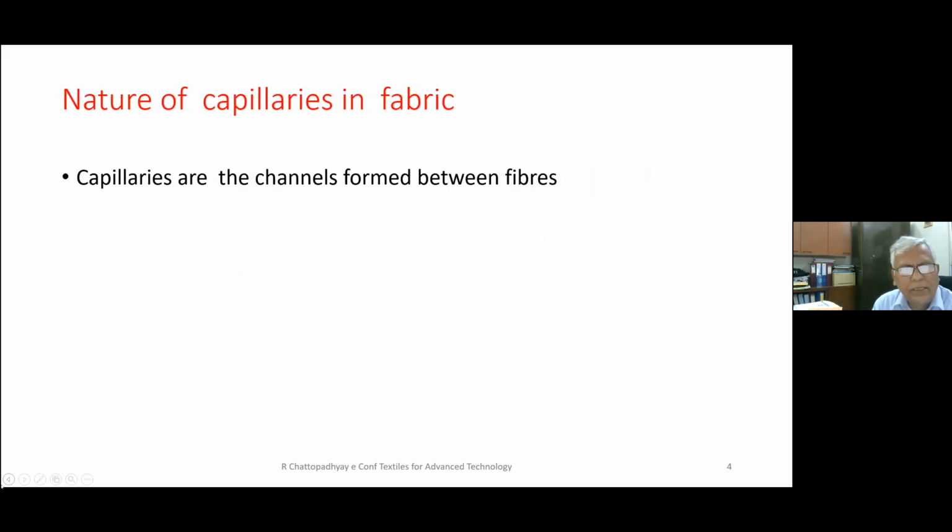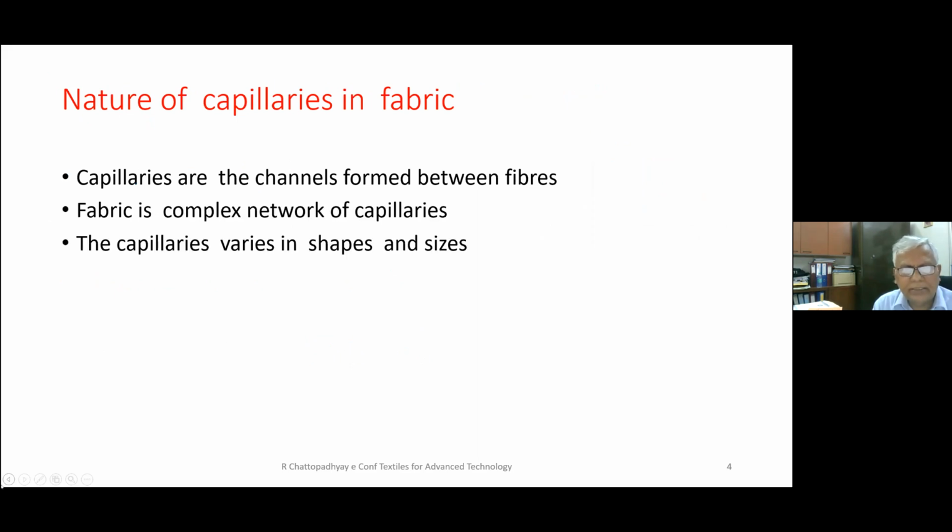Now, as I said, any textile fabric, whether it is woven, knitted, non-woven, or braided, basically has a large number of capillaries within the fabric. These capillary channels exist between the fibers, and any fabric is a complex network of capillaries. The capillaries vary in shapes and sizes, depending upon the cross-sectional shape of the fibers. The dimension of the fibers may change from one end to the other.